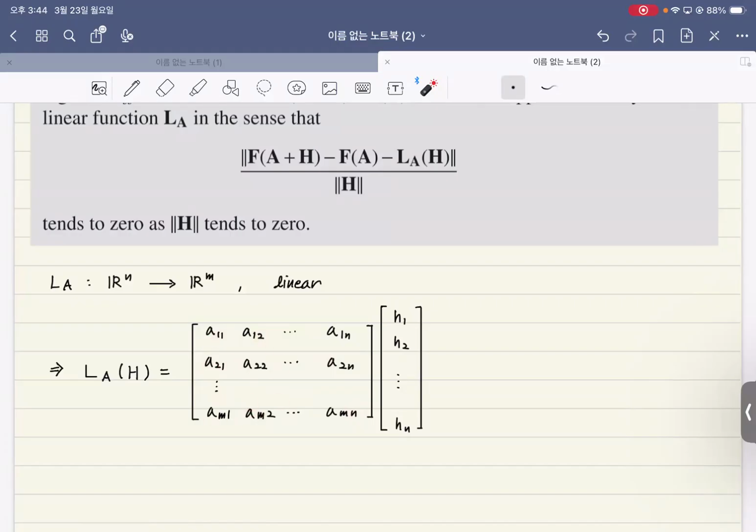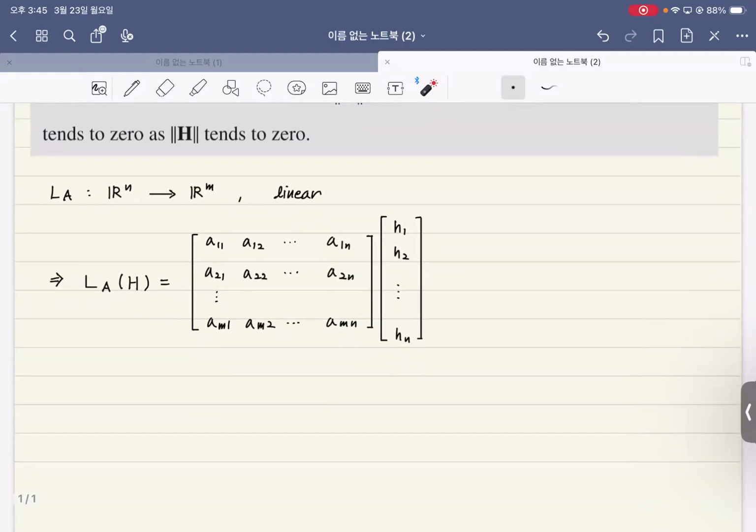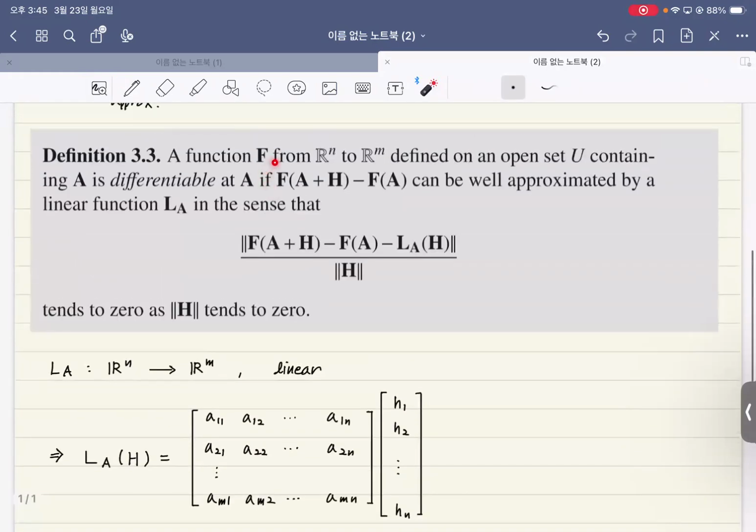Provided that my function is differentiable at point a, today we will try to look for what these numbers are. These are also very mysterious numbers, but they have very much to do with the so-called partial derivatives. In order to find these entries of the matrix L_a, first I want to write down my original function in terms of its components.